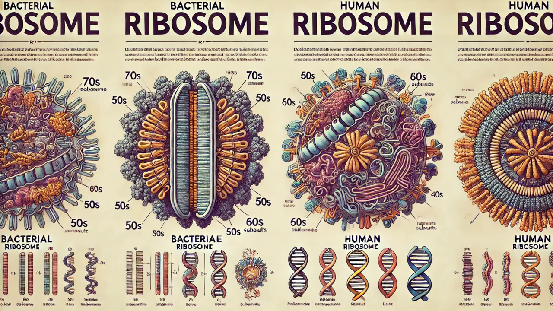Selective binding is another clever tactic. Antibiotics like tetracyclines and macrolides bind to bacterial ribosomes, the protein factories of the cell. Bacterial ribosomes are structurally different from human ribosomes, allowing these drugs to inhibit bacterial protein synthesis without affecting human cells.